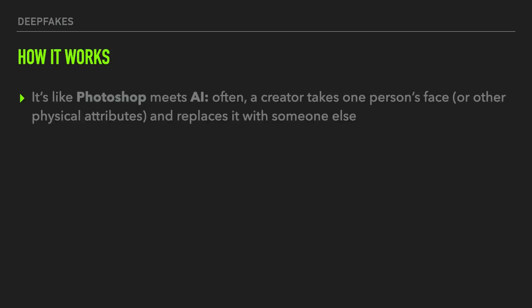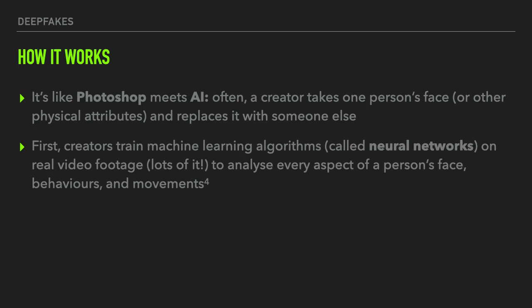So how does it work? In the simplest terms, deepfakes are like Photoshop meets AI. Creators are using artificial intelligence to superimpose video imagery on someone else's face. And they do this by training machine learning algorithms called neural networks on hours and hours of video footage to analyze every aspect of a person's face, how they look in different angles and lightings, any tics or expressions they may normally use, how they move their head when they talk, etc.